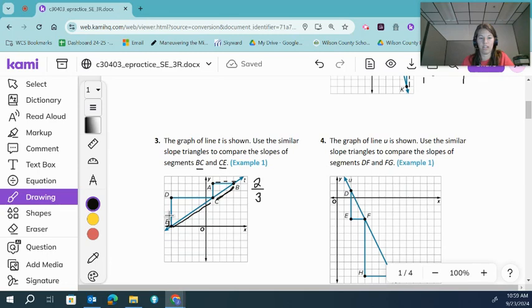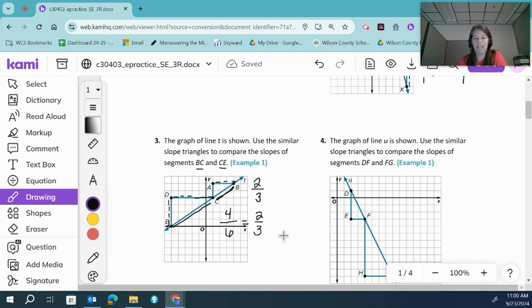Let's take a look here between E and D, 1, 2, 3, and 4 is my vertical, over 1, 2, 3, 4, 5, and 6 is my horizontal. This also simplifies to 2/3. So the slope for this one is going to be 2/3. It is okay to have a fraction as your slope. That just means it's a little flatter.